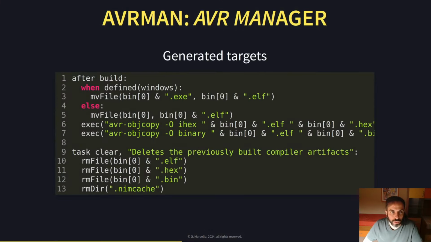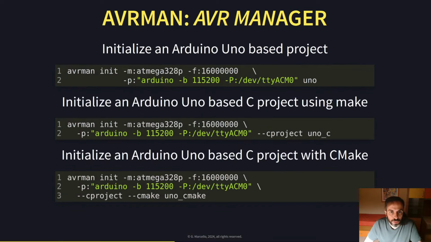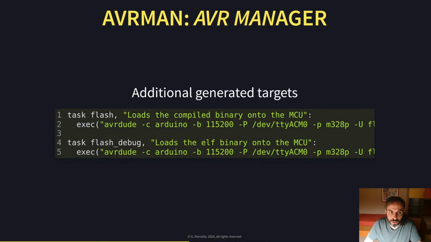If you take a look at the Nimble file that is generated for you by the tool, you will see that you have a couple of additional tasks. One is this after build here that will generate the hex, elf, and bin files from the compiled binary. And the other one is just a clear task. Then there's another thing that you can do. If you specify here a prog string, avrman will also generate flash targets to upload stuff using the prog string you provided there.